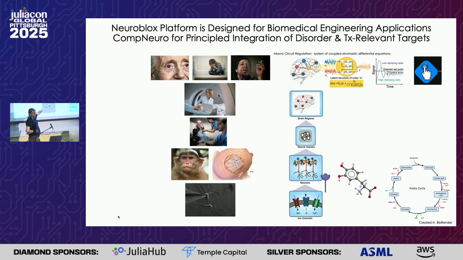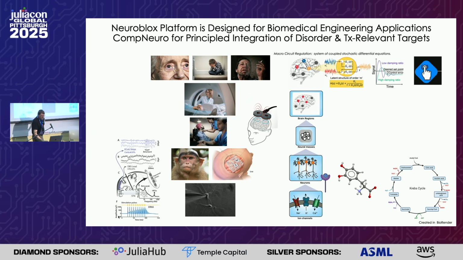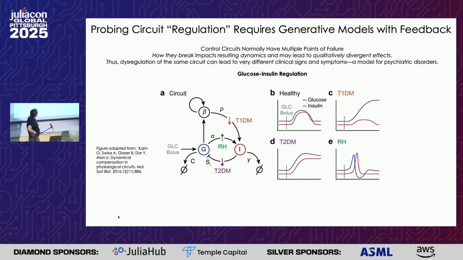So what we wanted to do is create a tool that can bridge these scales and then actually make predictions from the bottom scale to the top scale and vice versa, right? So make predictions on how a drug works, how a drug acts on the whole brain. And I want to go over this very quickly.